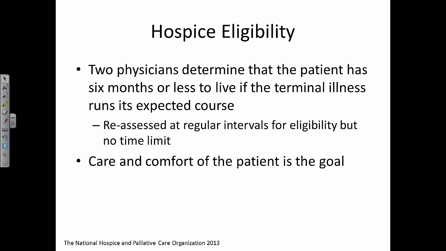And what happens if the patient is still doing well and still alive at 6 months? Well, of course, we don't kick them to the curb. We keep the patient on service if it's still appropriate for the patient to be receiving hospice care. We just continue to evaluate it every 2-month interval if they're still appropriate. And again, care and comfort of the patient is the goal.